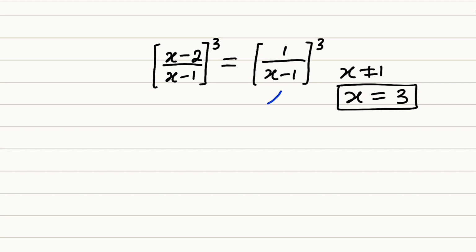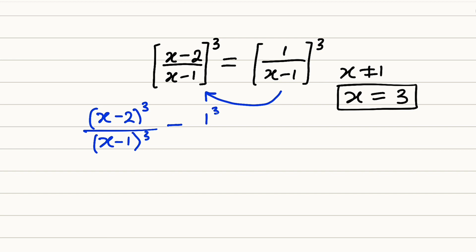Alright, now let us bring this term to the left hand side. It is positive to the right. To the left, it is going to become negative. So we have x minus 2 to the third power divided by x minus 1 also to the third power. From law of indices, you can distribute the powers like this. And if that one crosses over, it becomes negative. We have 1 to the third power divided by x minus 1 also to the third power, and this is equal to 0.